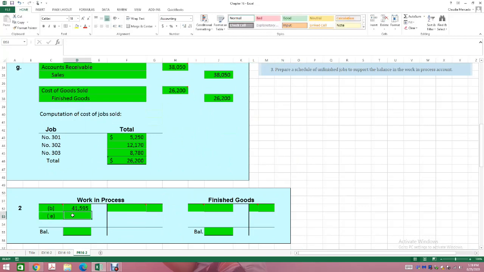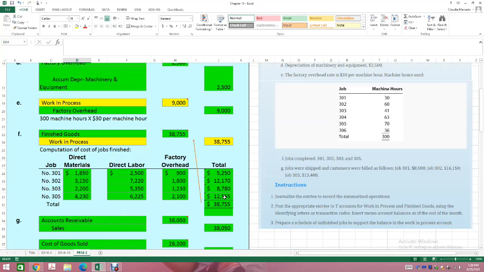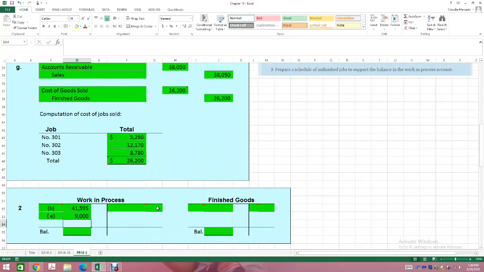And then we have letter F. We have a credit of $38,755. So letter F right here, $38,755. By now you should know how to calculate or foot your T accounts. That was covered in Accounting 2401, Introduction to Accounting, so that should be very easy.